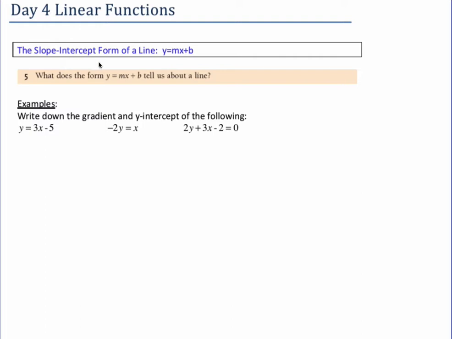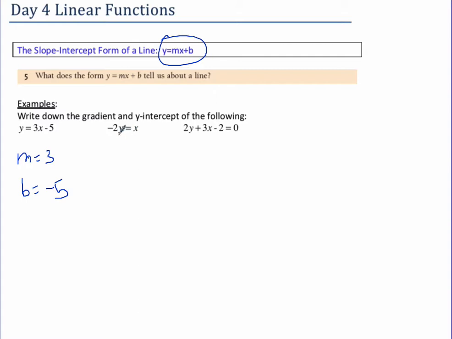We're going to start with a review of slope-intercept form. So let's look at these three examples. Write down the gradient and y-intercept. This one's already in the form y equals mx plus b. So the slope equals 3, and the y-intercept equals the constant, which is negative 5.